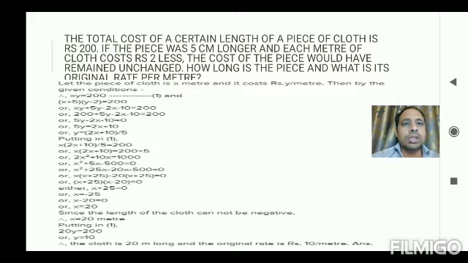In this question, it is given that the total cost of a certain length of piece of cloth is rupees 200. If the piece was 5 meter longer, suppose we are increasing the length of that piece by 5 meter, and if the cost of the cloth per meter we are decreasing by 2, the total cost will be unchanged. Then how long is the piece and what is the original rate per meter?